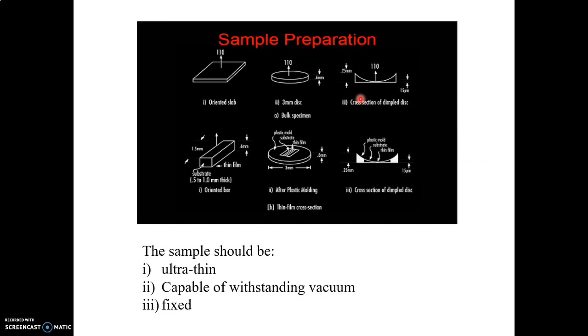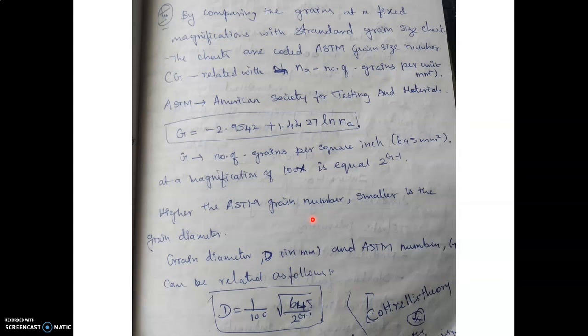Whether you make a thin film, a powder form or a coating, you have to make it in a very aseptic condition. So these are the three kinds of samples that can be analyzed in electron microscopic analysis. How can the structures be measured, that is, the diameter? How do they mark this diameter in a SEM? You may see that by comparing the grains at a fixed magnification against a standard grain chart.